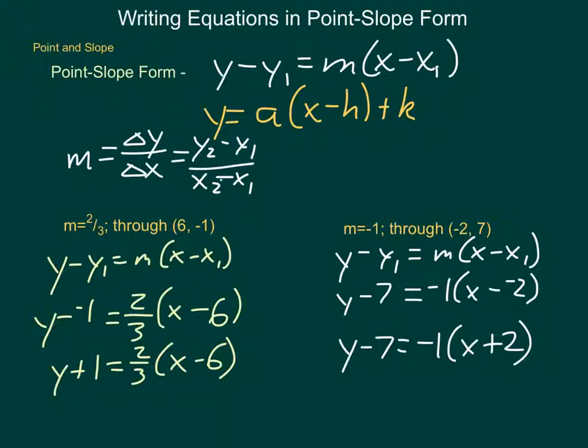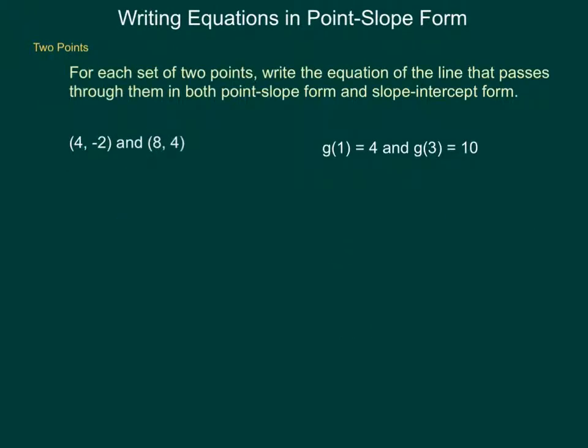So this works if we have the slope and a point already given to us, but what happens if we're just given a pair of points? Let's take a look at the process for that. So for each set of 2 points, we're going to write the equation of the line that passes through them in both point-slope form and slope-intercept form. So we'll get a little bit of comparison here of how the difference is in writing these equations.